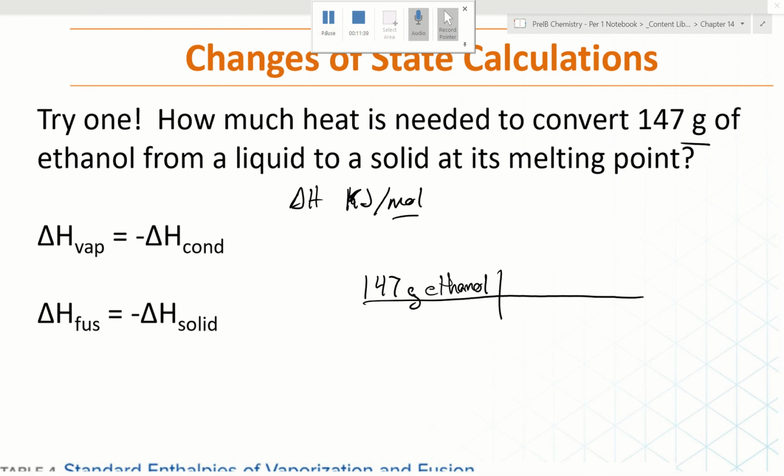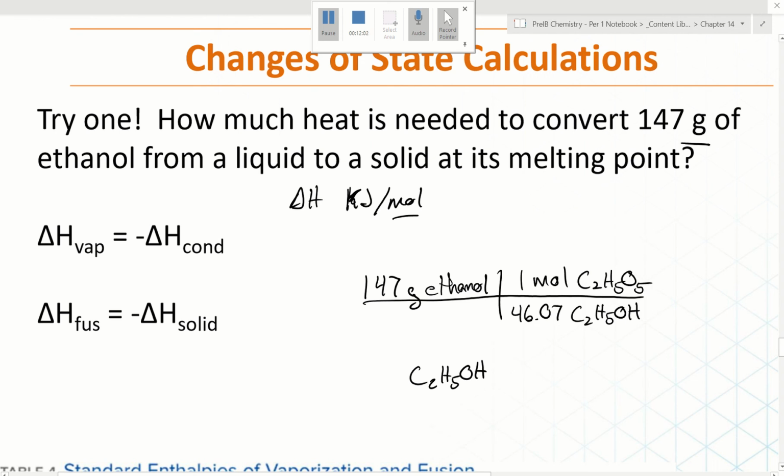So the molar mass of ethanol is 46.07. Ethanol is C2H5OH, so I just added all those up. And that's going to be equal to 1 mole of the ethanol. All right, so we just do a little calculation here. 147 divided by 46.07, and that gives me 3.19 moles.